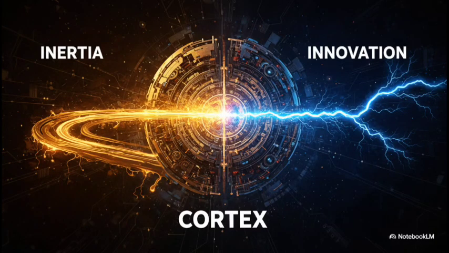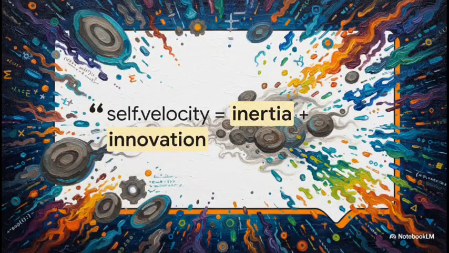On one hand, you have inertia. This is its past, its momentum. It's the tendency to just keep going on the path it's already on. But on the other hand, it has to balance that with innovation. And that's basically a new signal from its environment, a cosmic vector of new information coming in from the outside world. And here's the coolest part.